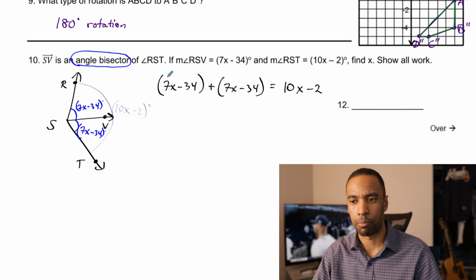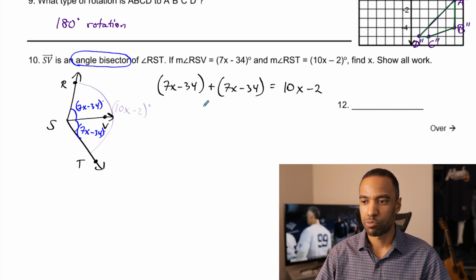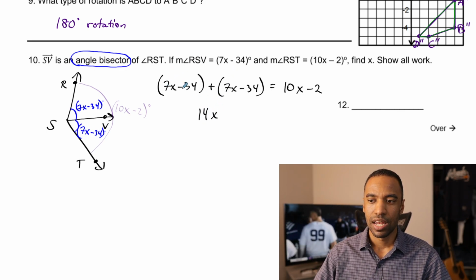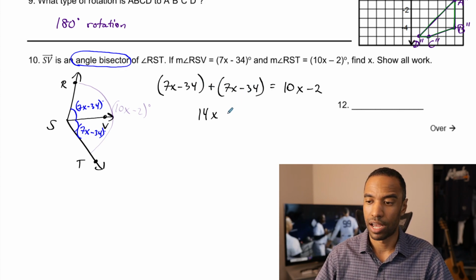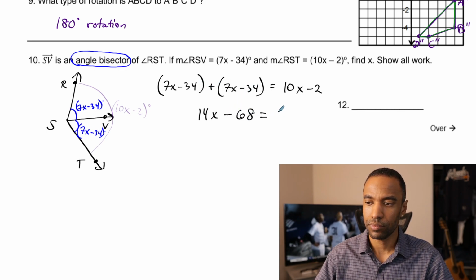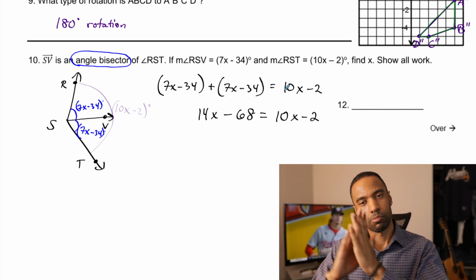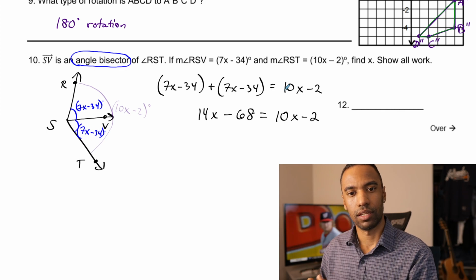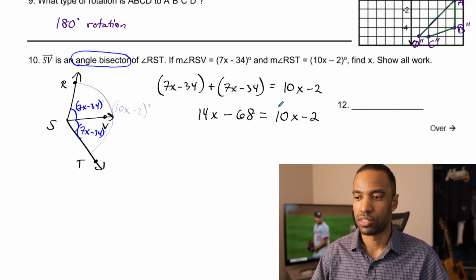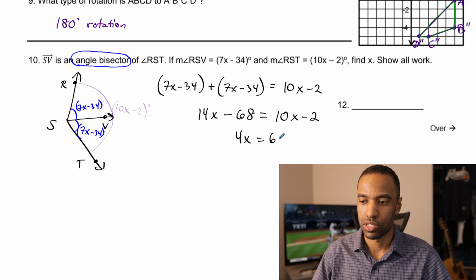I'm just going to go ahead with the top one because I got to combine like terms. 7x plus 7x, y'all, is 14x. Negative 34 plus negative 34 actually goes to negative 68. And I got that brewing right there. Subtract 10x from both sides and add 68 to both sides. I get 4x equals 66.